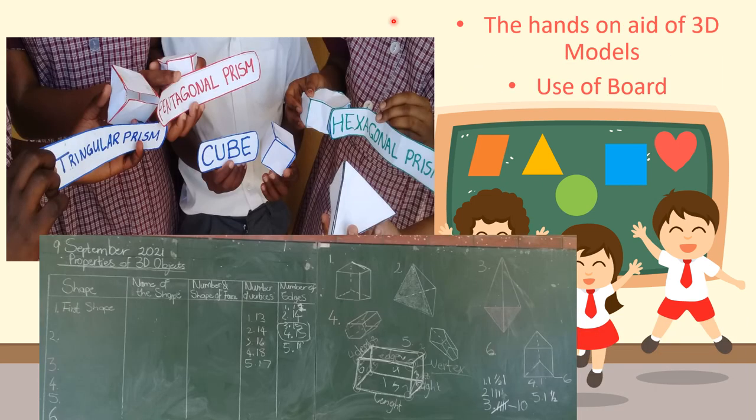Alrighty, here's what I used. This was my board at the time. I used the hands-on activity of 3D models. As you can see, there are even labels on the shapes, and the kids holding them. And here's my board, the date, the title, and the table which they have.